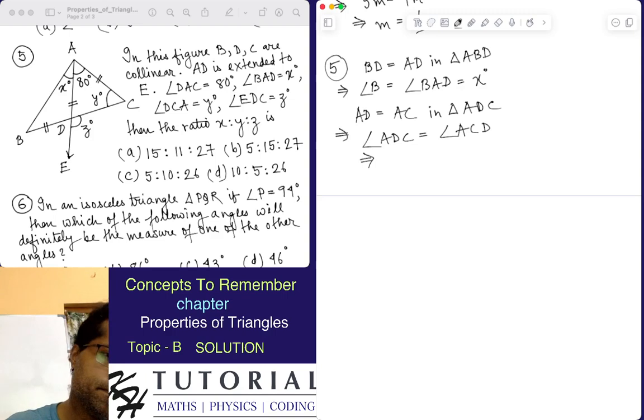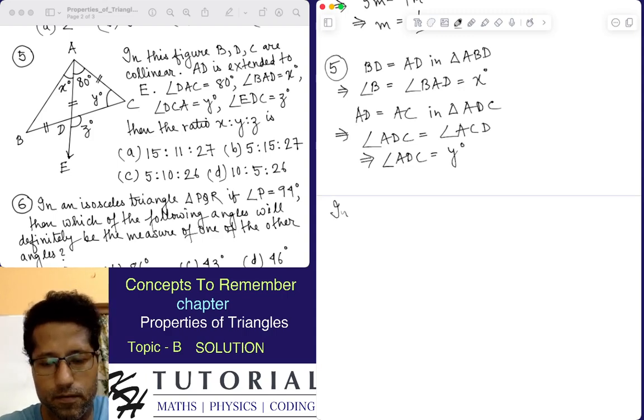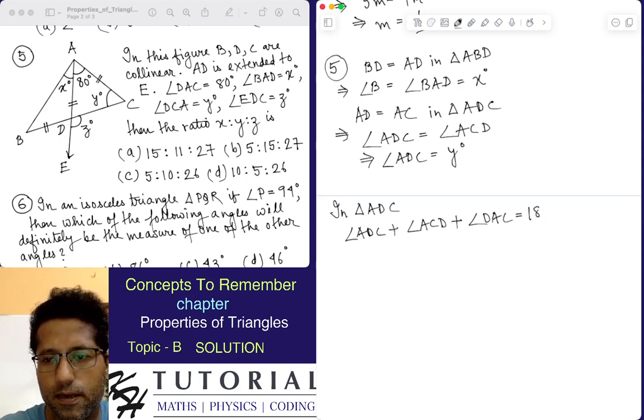Angle ADC. Let angle ADC be equal to angle ACD. What is angle ACD? Angle ACD is given to be y degree. So now in triangle ADC, we know the sum of the angles will be equal to 180 degree. We have angle ADC plus angle ACD plus angle DAC equals 180 degree.